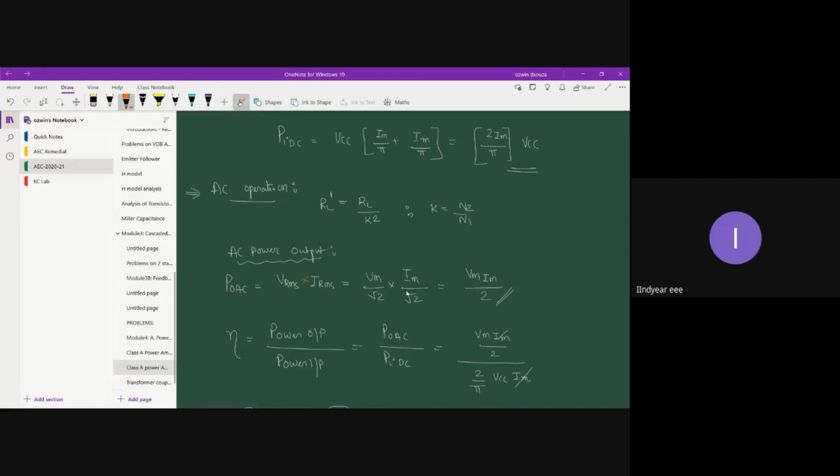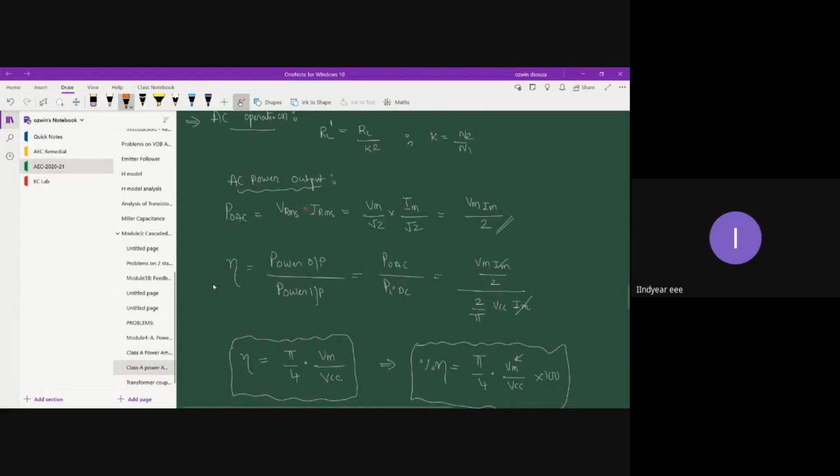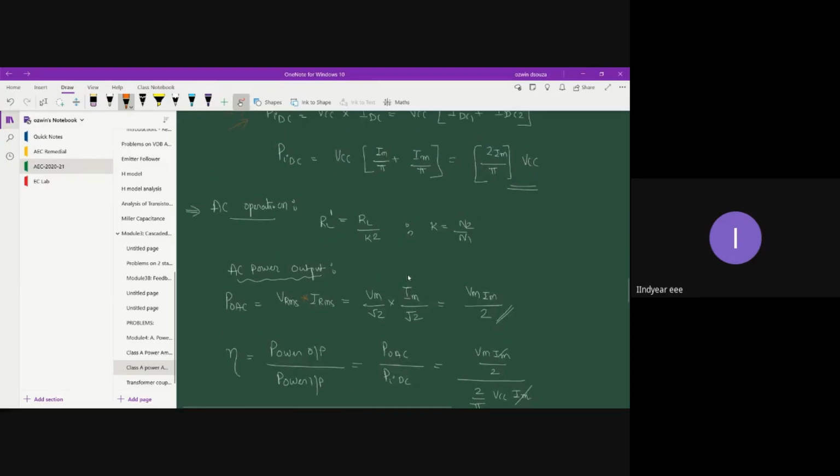Therefore, the conversion efficiency eta is equal to output by input. So output by input, that is P naught AC by Pi DC. So what is P naught AC? VM Im divided by 2. That's here. Divided by Pi DC. Where is Pi DC? We had written an expression, right, for Pi DC. That's 2 Im by pi into VCC. So that's over here. Okay.